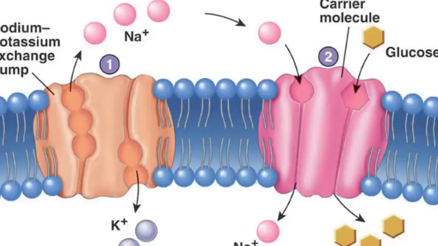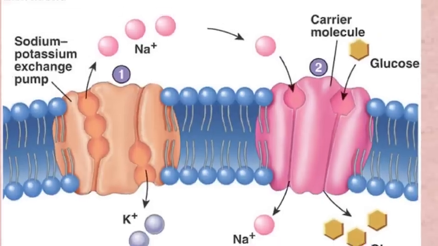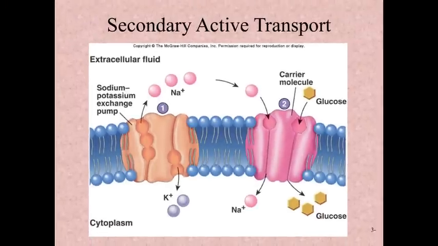That's similar to what's happening here, where the passive movement of the sodium across the membrane kind of gets the door spinning, and glucose kind of hops a ride once that protein begins to work. This is an example of secondary active transport.